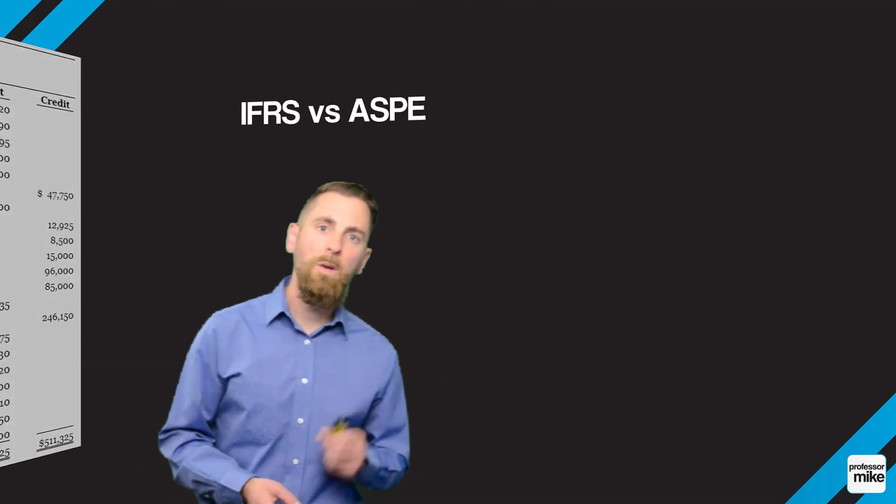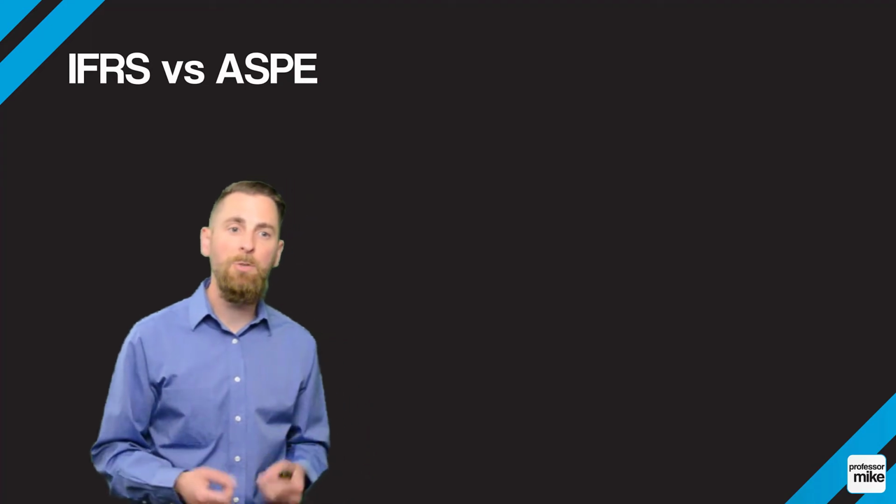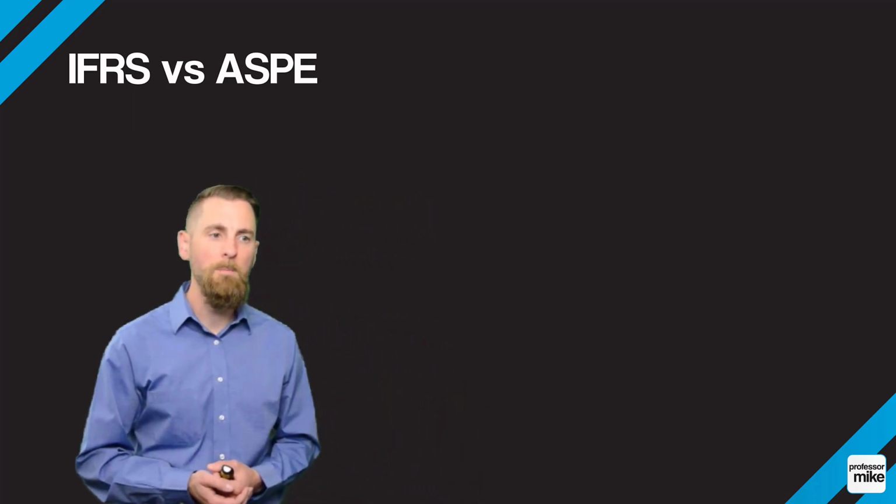I want to give you a quick note on IFRS versus ASPE. These are 2 different accounting standards within Canada. You have different names for different statements when you're looking at IFRS versus ASPE. In this class, we're focusing on ASPE. So if you're not interested in this, you don't have to worry about it. We're only focusing on ASPE. But IFRS is the International Financial Reporting Standards, whereas ASPE is accounting standards for private enterprises. And since sole proprietors are small enterprises, they tend to fit in that category.